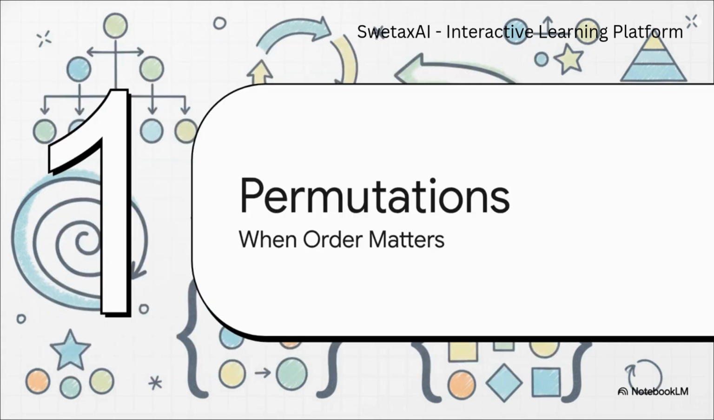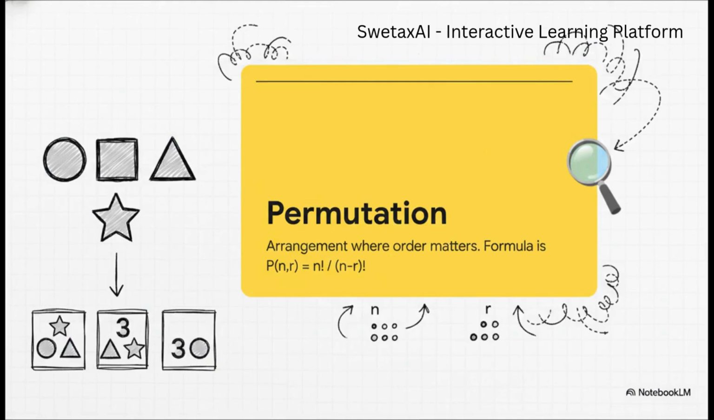Section 3. Permutations, when order matters. All right, with factorials securely in our toolkit, we are ready to tackle our first major formula structure. And as we do, I want you to repeat a critical mantra in your head. Does order matter? A permutation is an arrangement of objects where the order absolutely matters. The formula is P of n, r, which equals n factorial divided by n minus r factorial.